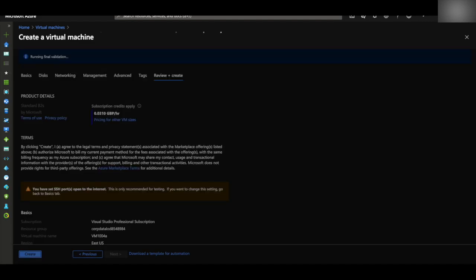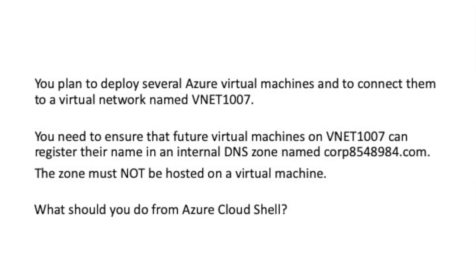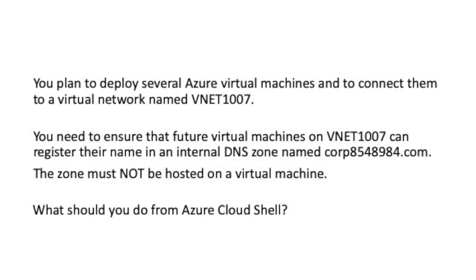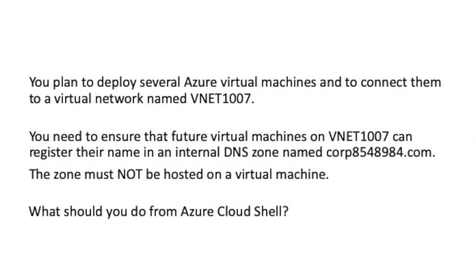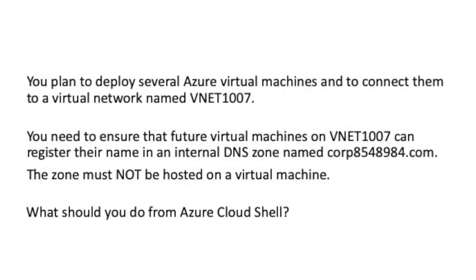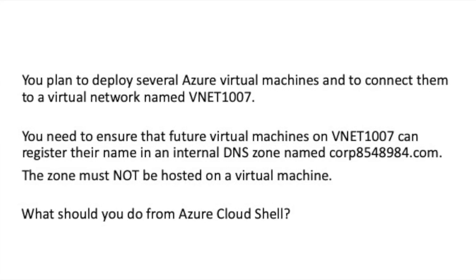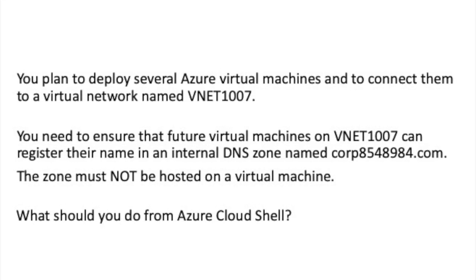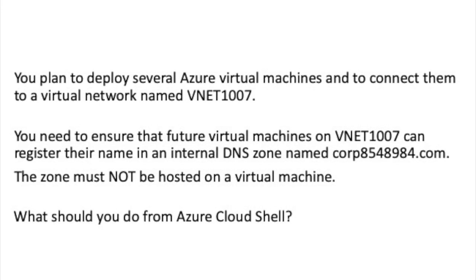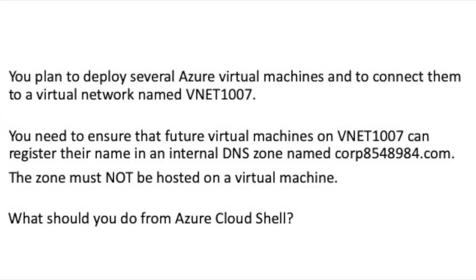Okay, so the next lab question says, you plan to deploy several Azure virtual machines and to connect them to a virtual network named vnet.107. You need to ensure that the future virtual machines on vnet.107 can register their name in an internal DNS zone. So whenever we create any VM in that vnet, it has to be registered in the DNS zone. The zone must not be hosted on a virtual machine, so we should not be installing or setting up the DNS server on any of the virtual machines.